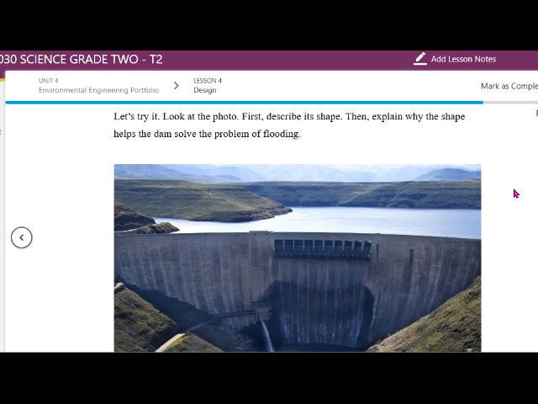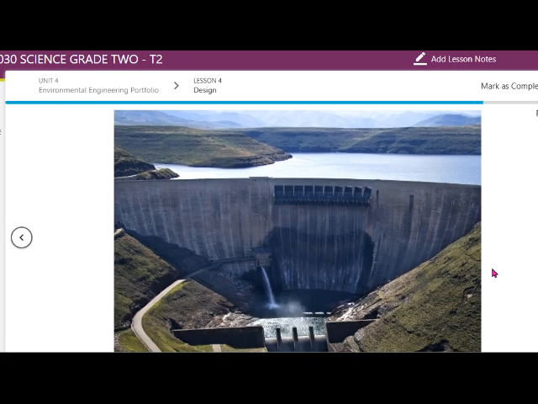Let's try it. Look at the photo. First, describe its shape. Then explain why the shape helps the dam solve the problem of flooding. This dam, if I look at the bottom and the top, I can see that it's very wide. I think it has a little bit of a curve, but I think it's mostly straight across. It's got a little bit of a curve too.